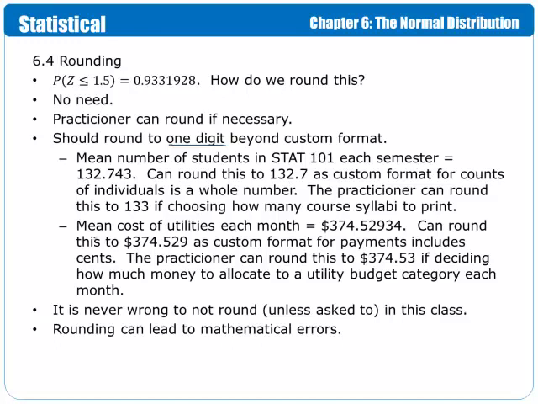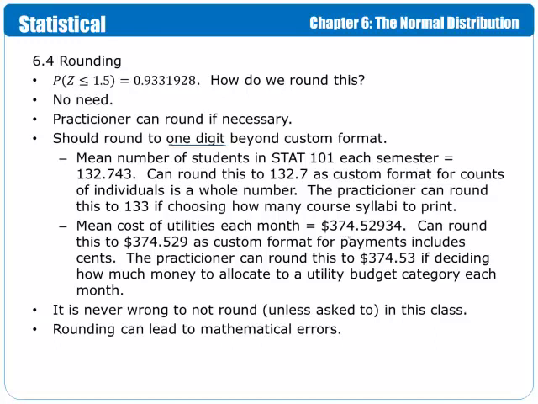In this second example, the mean cost of utilities each month is in dollars and cents. That's how we pay. And so if the answer is 374.52934, you can leave it just like that, because that, in fact, is the mean cost of the utilities. We've taken all of the utilities for each month, added them all up, divided by the total number of months, and that's what we get. That is the mean cost of the utilities.